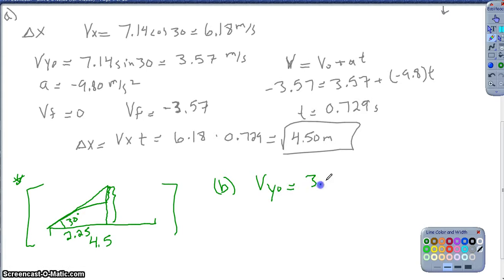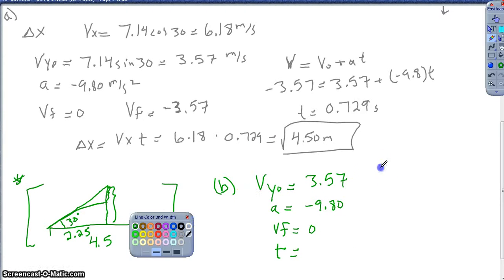So I know my initial vertical velocity is 3.57, I know the acceleration is negative 9.80, and I know his final velocity at the highest point is 0, or I could just use the fact that the time to reach the highest point would be half of that 0.729. You could do either of those approaches. I'm just going to go ahead and do this one and then do my velocity squared function.